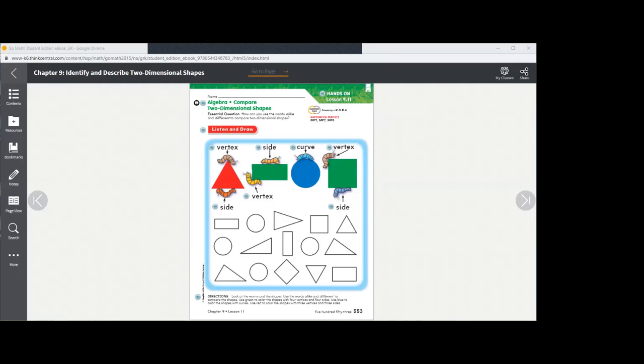So this is lesson 9.11 and 553. This is how it should look. This is where you should be, okay?